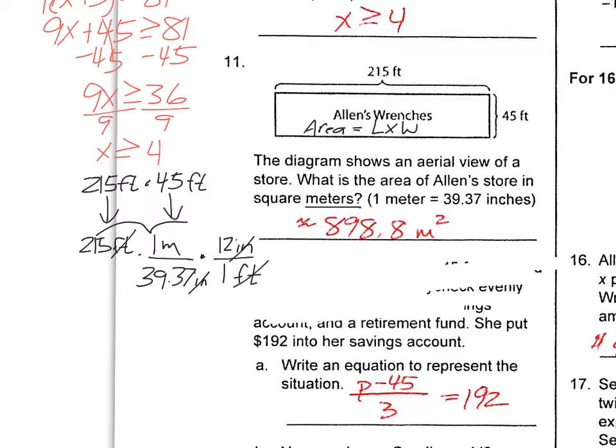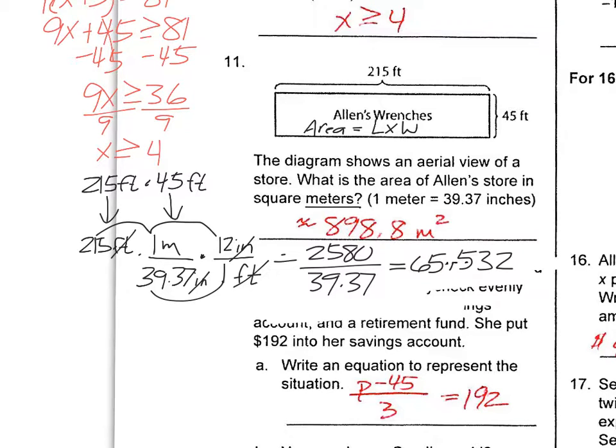Now my feet cancel, my inches cancel. I multiply everything on top together. So 215 times 1 times 12 is 2,580. Multiply on the bottom, I get 39.37. If I divide that out, I get 65.532. Okay, so this 215 now, I've now converted to meters. So that's now gone, and this is now 65.532 meters.